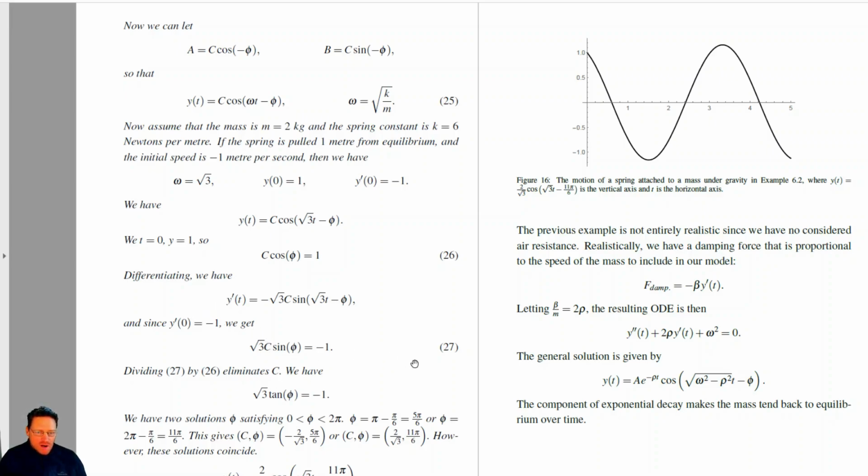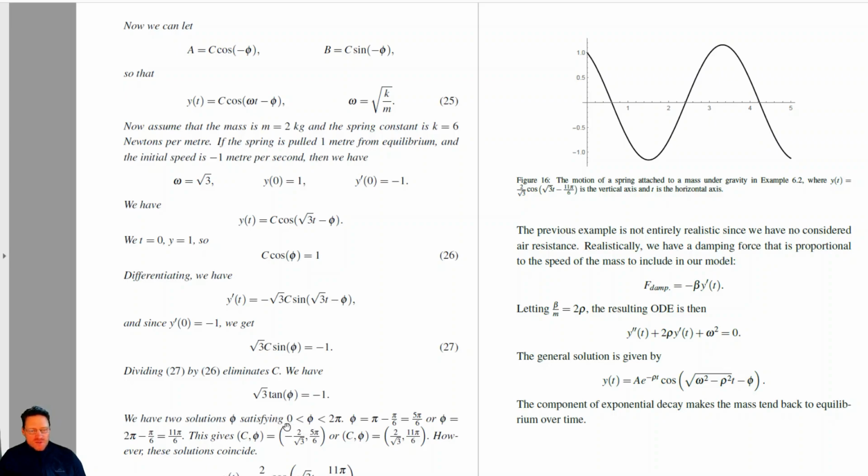All right, now we've got equation 26 and equation 27 established from those initial conditions. So we want to find c and phi to get our particular solution here. But to do that, we should divide equation 27 by equation 26 so that the c vanishes. And when we do that, we get root 3 tan of phi is minus 1. So now we've got an equation just in the letter phi that we can solve for phi. So we've got two solutions to this equation.